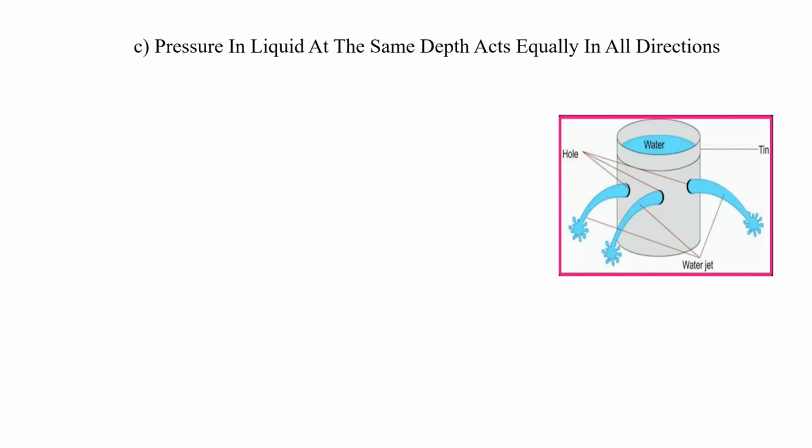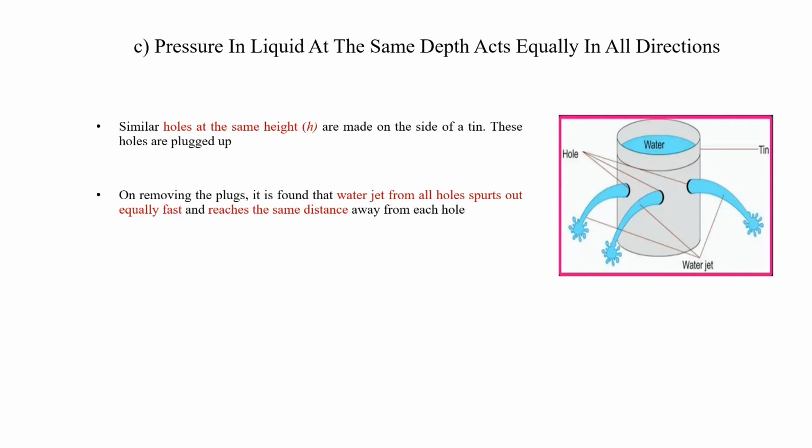Pressure in liquid at the same depth acts equally in all directions. There is a tin filled with water. As you can see, similar holes at the same height are made on the side of the tin. These holes are plugged. On removing the plugs, it is found that water jets from all holes spurt out equally fast and reach the same distance away from each hole.